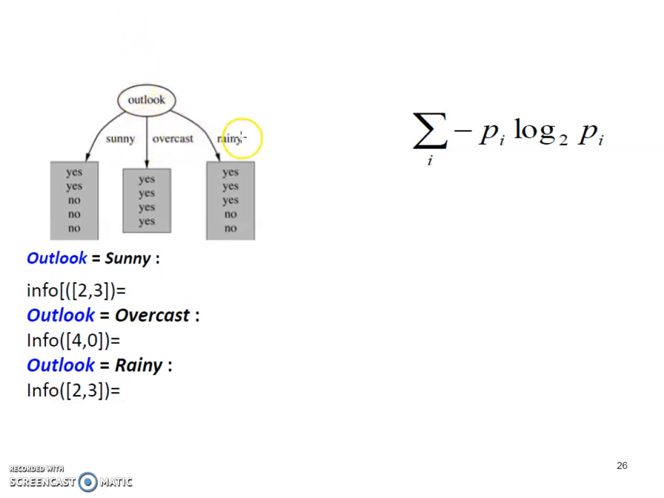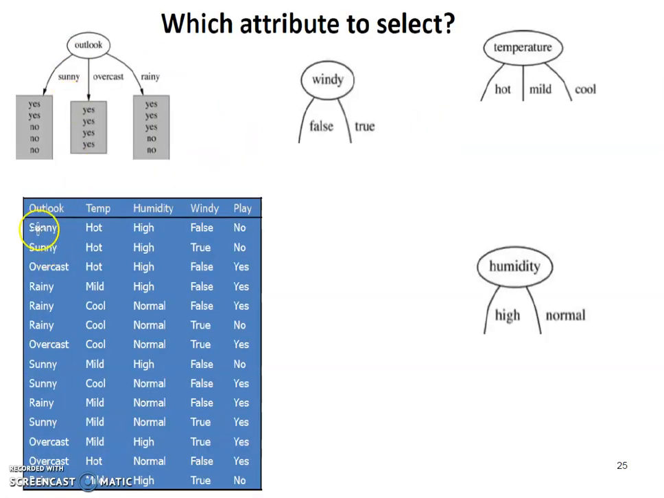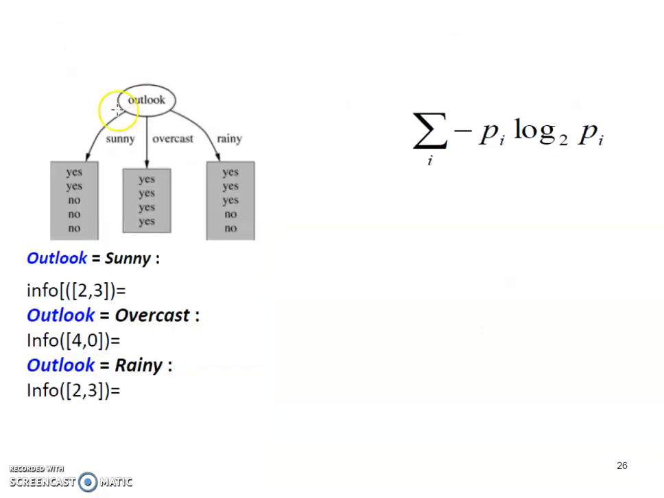Outlook has 3 values. It could be sunny, overcast or rainy. We will take for sunny how many positive instances are there and how many negative instances are there. So in sunny we have 2 positive instances and 3 negative instances. In overcast it is a single class. Everything is yes. If it is overcast we played. And in rainy we have 3 instances as positive and 2 instances as negative. So this is how we are going to split it.